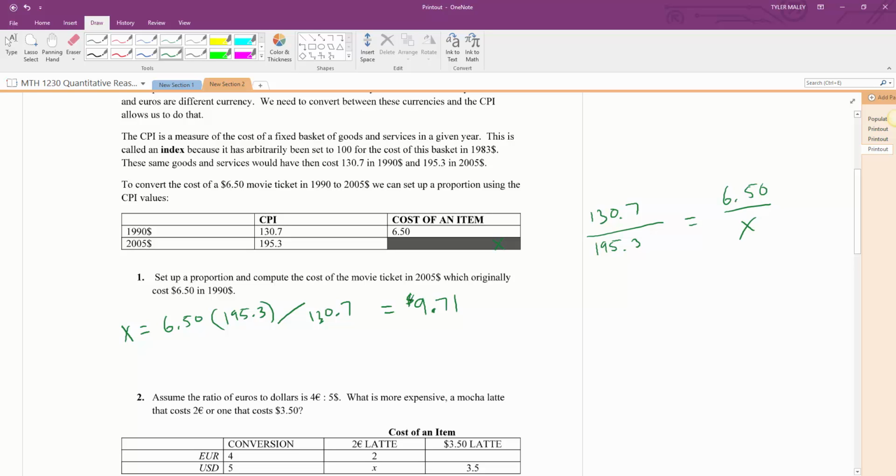So if a movie ticket costs $6.50 in 1990, and movie costs kept up with inflation, we would assume that it would cost $9.71.